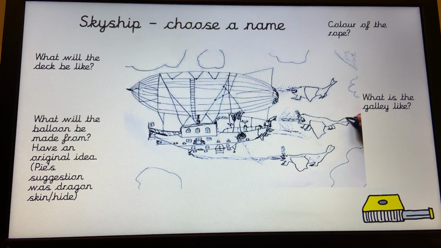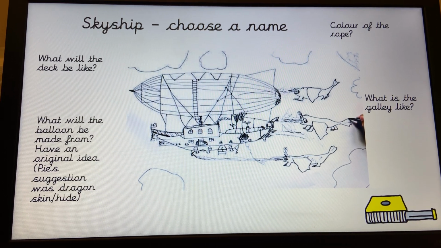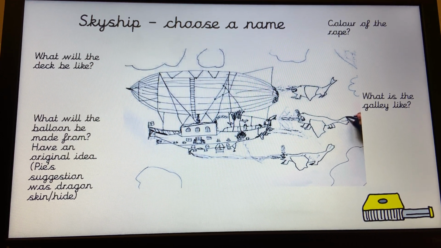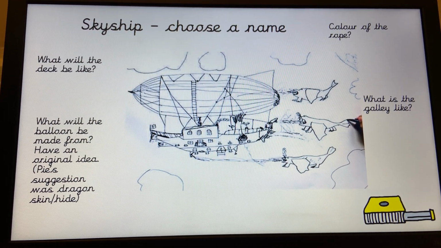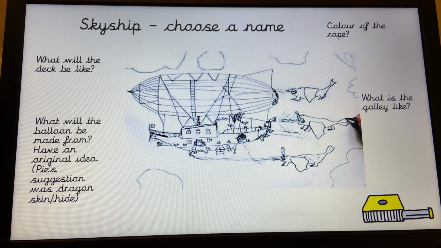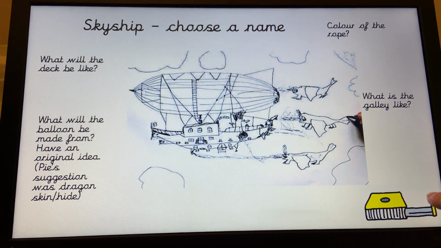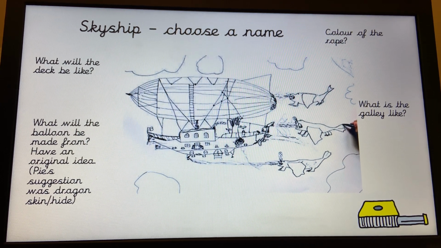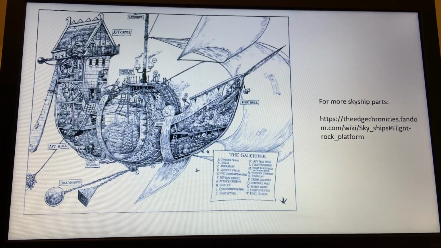I've got a website link that can help you thinking of the different parts of a Skyship, and I've also got lots of images to help you try and design your own. Don't forget that when you're describing the different parts of the Skyship, we need to be using those expanded noun phrases that we spoke a lot about last week. I'd like you to give that a go.